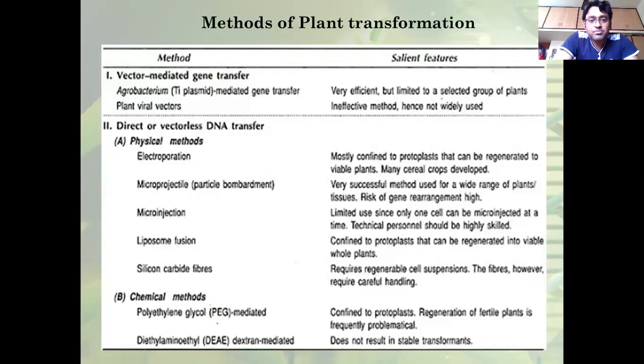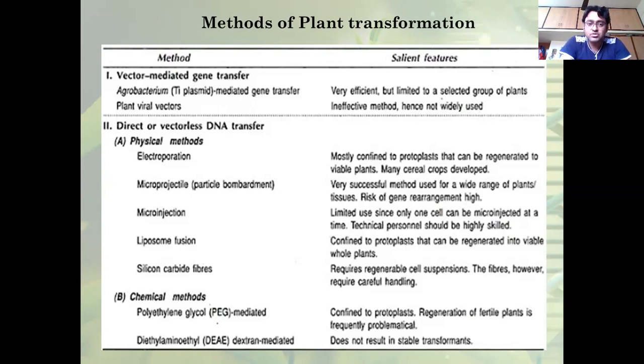Now, there are some methods which we can adopt for gene transfer or for plant transformation. First, it is a very natural system: through the Agrobacterium-mediated gene transfer method, we can transfer our gene of interest into the plants. This is very efficient, but the only limitation is that only a selected group of plants, dicot plants in most of the cases, and some monocot plants, we can use for transformation.